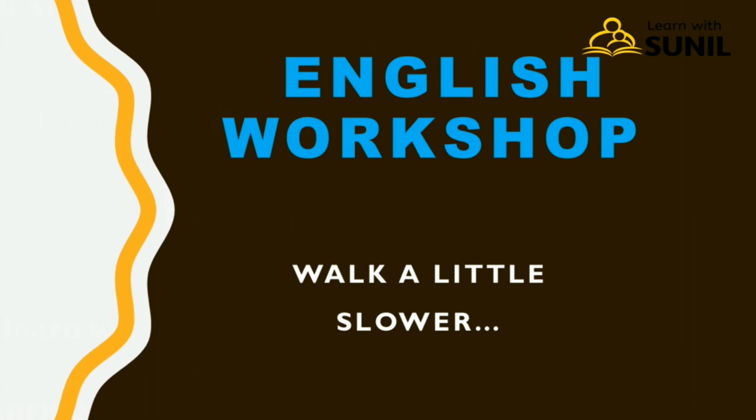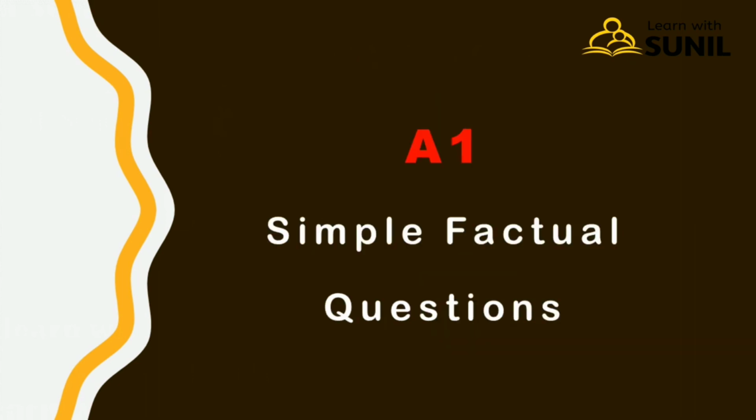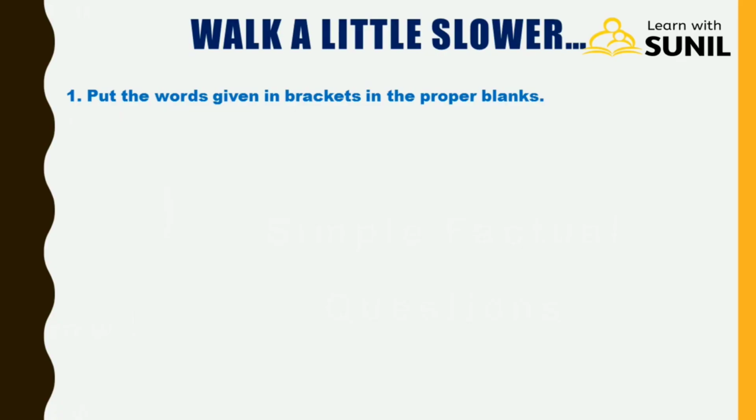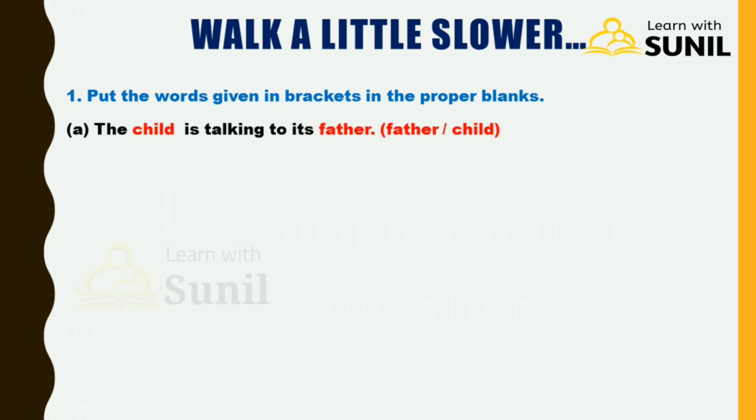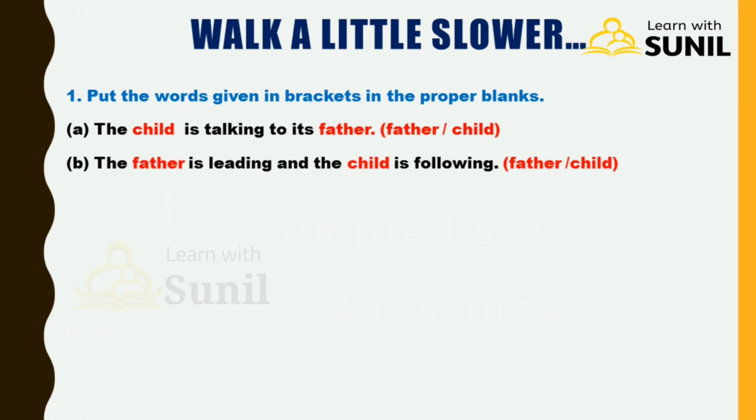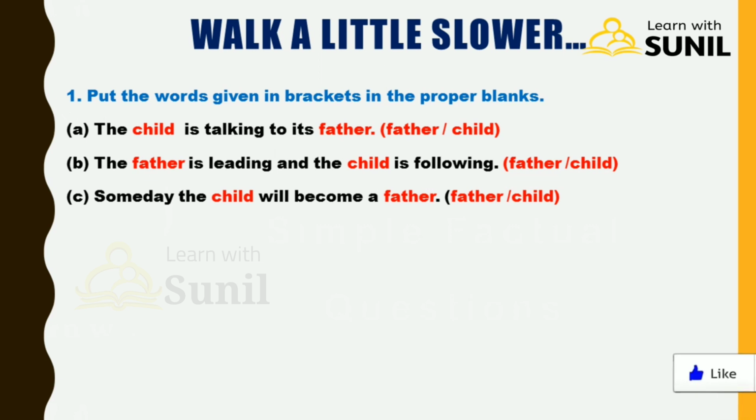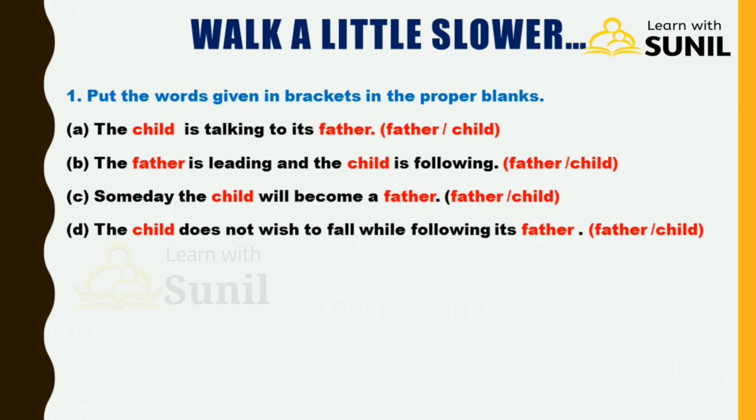English workshop, Walk a Little Slower. A1 Simple factual questions. Question number 1. Put the words given in brackets in the proper blanks. A. The child is talking to its father. B. The father is leading and the child is following. C. Someday the child will become a father. D. The child does not wish to fall while following its father.